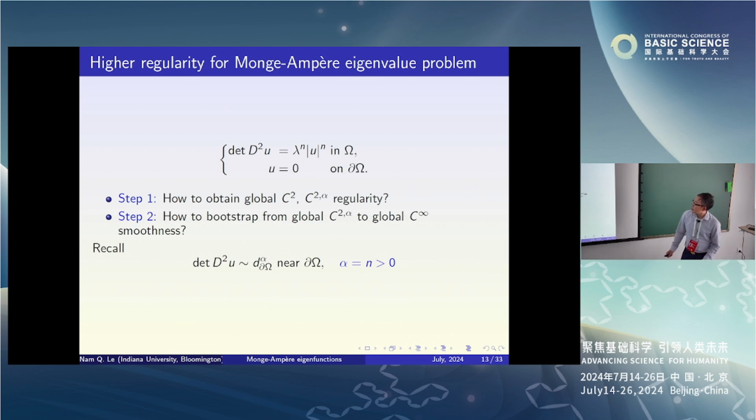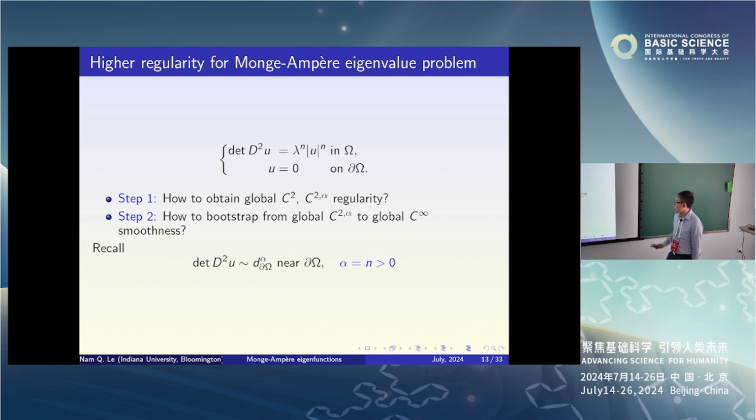All right, so as we saw before, the result of Lions allows us to conclude that U is globally C11. And now, how to obtain global C2 alpha, and how to go from global C2 alpha to C infinity? As I mentioned, step 2 is usually very easy in the case when the right-hand side is bounded away from 0, because in the classical Schauder theory, once we have global C2 alpha, you can bootstrap. But in this case, because the right-hand side is degenerate, you cannot do that easily. And so step 2 is non-trivial.